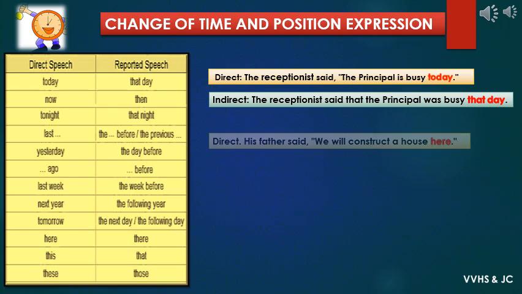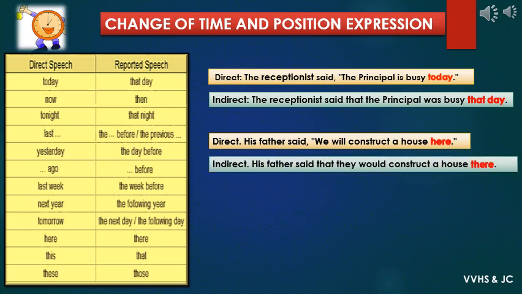The next sentence is, his father said, we will construct a house here. The indirect speech will be, his father said that they would construct a house there. So here has become there in the indirect speech.